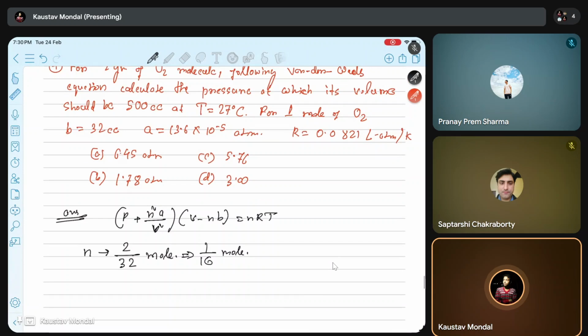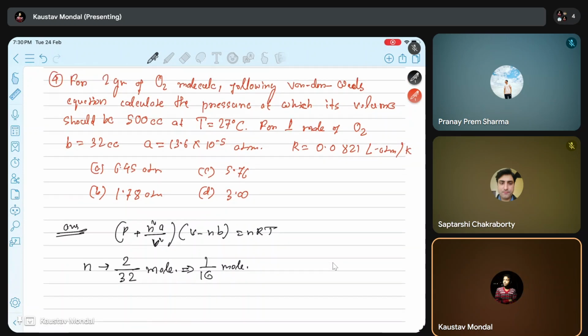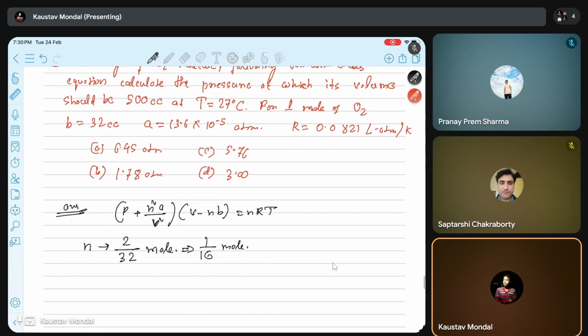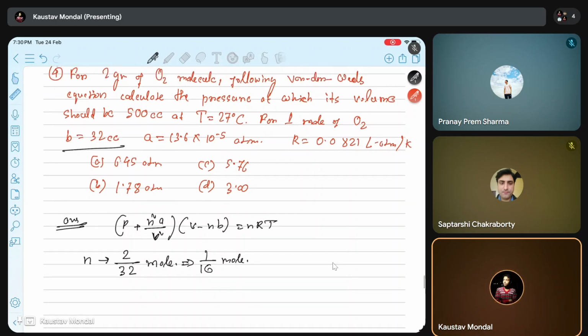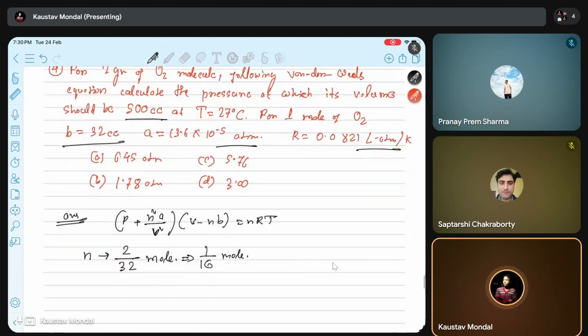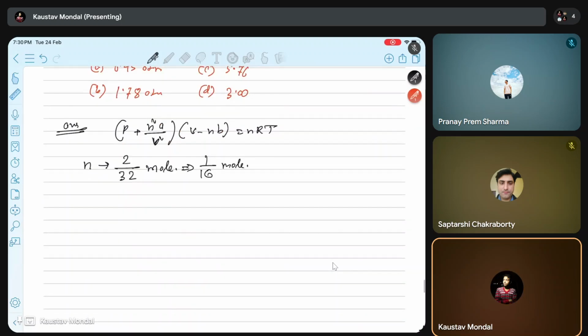A, B, everything is in cc. B is in cc, volume is also in cc. A is also in atmospheric units, R is also in atmospheric units. So the units are consistent. Temperature you have to use in Kelvin. Other than that, everything is consistent in units.